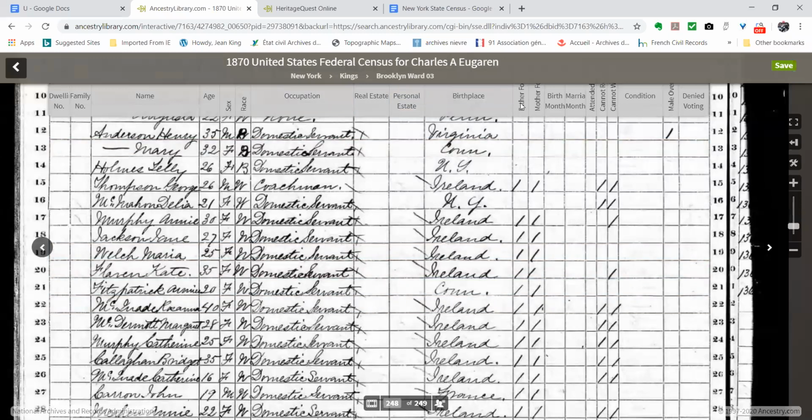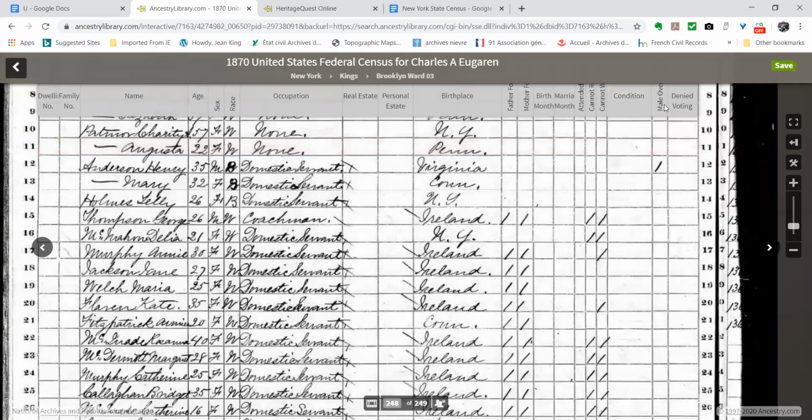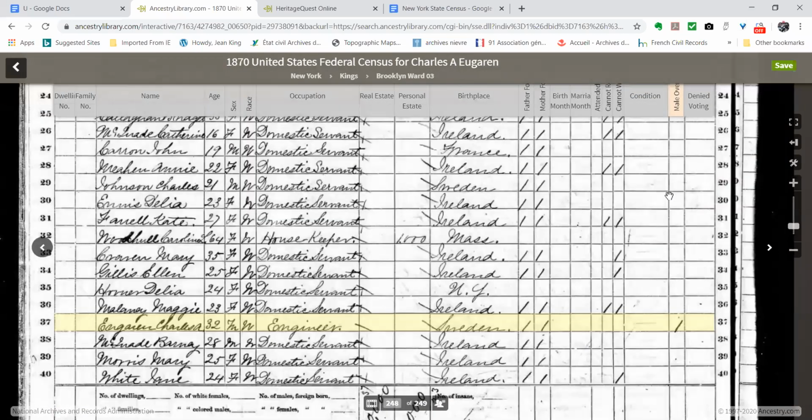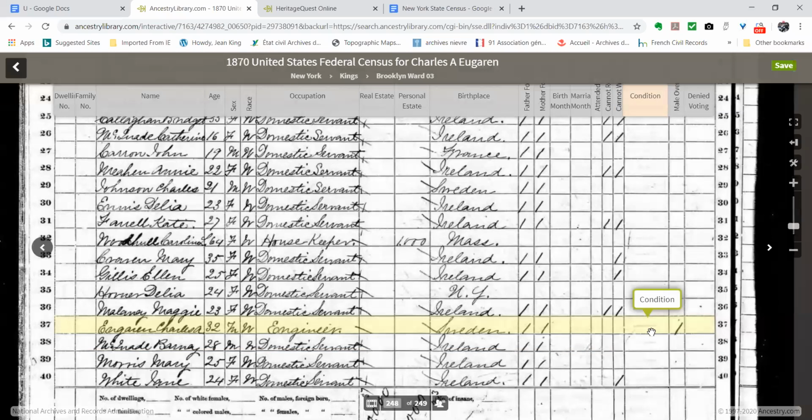Except over here, it's asking whether the father was of foreign birth and whether the mother was of foreign birth. And again, it's asking about, see, now I can't see it. And it's probably male over 14. Yeah, because he was over 14. And he's showing that his mother and father were born in another country, which was true.